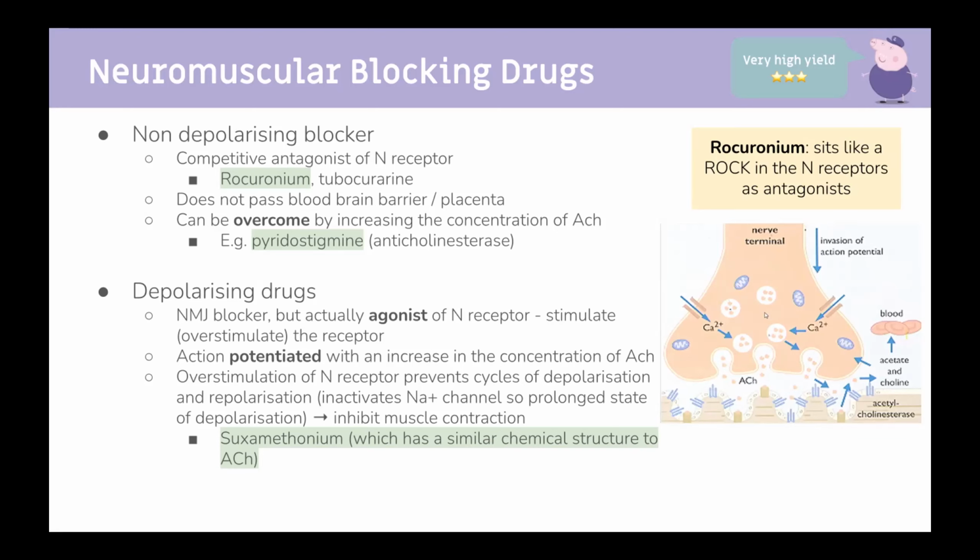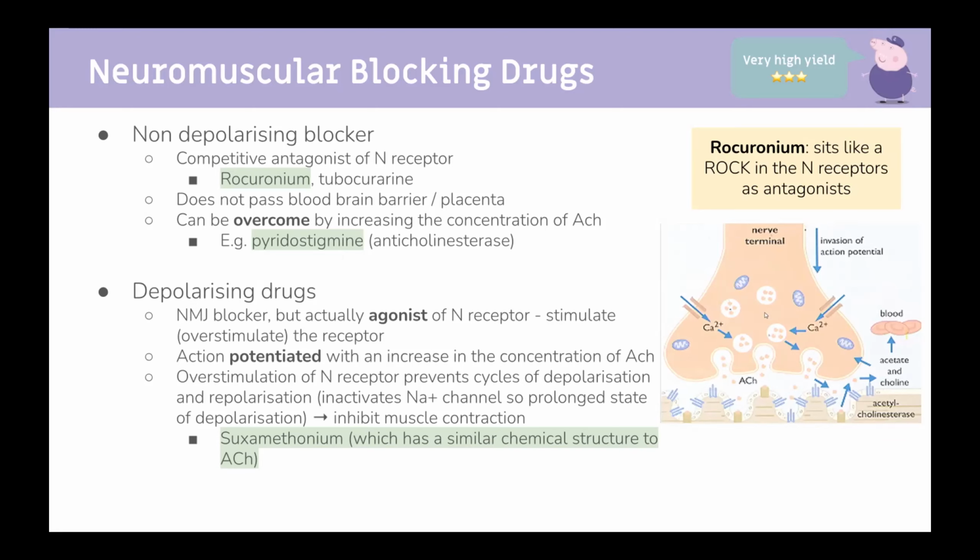So, okay. Then we have your depolarizing drugs, and these depolarizing drugs are still also neuromuscular junction blocking drugs. However, they act differently. They are actually agonists of your N receptors. What that means is that they attach to your N receptor and actually trigger the events that acetylcholine normally would trigger.